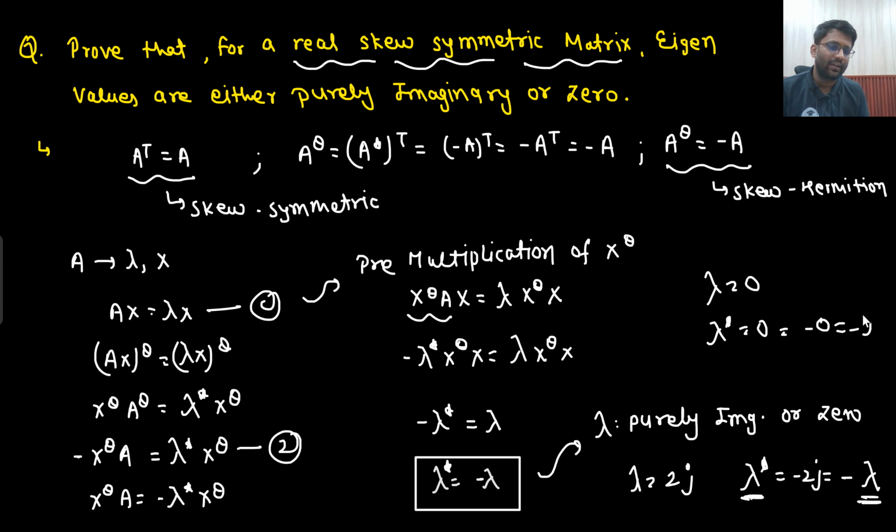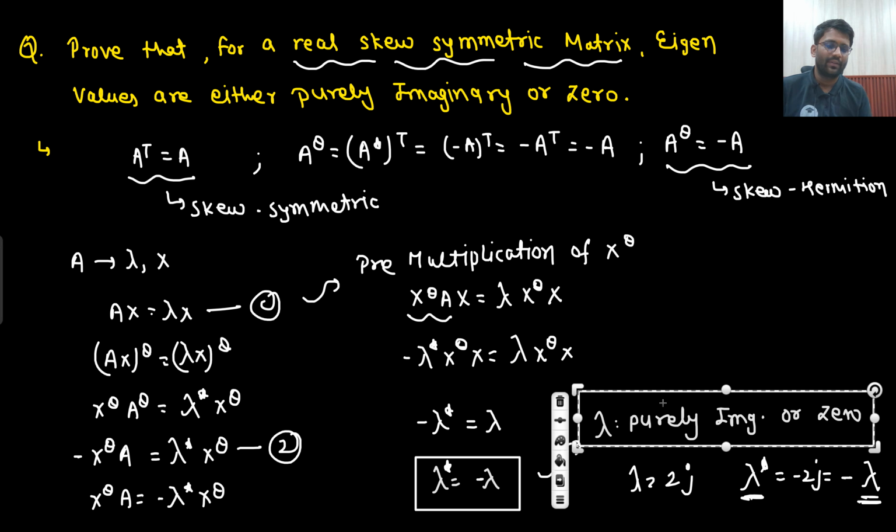Yes. Can I write it down as minus lambda? Yes. So there are two options. Eigenvalues could be either 0 or purely imaginary. Is that understandable to you or not? Either 0 or purely imaginary. This we have proven.